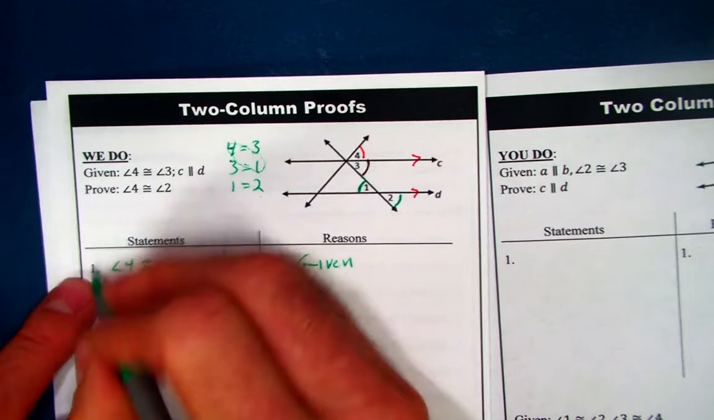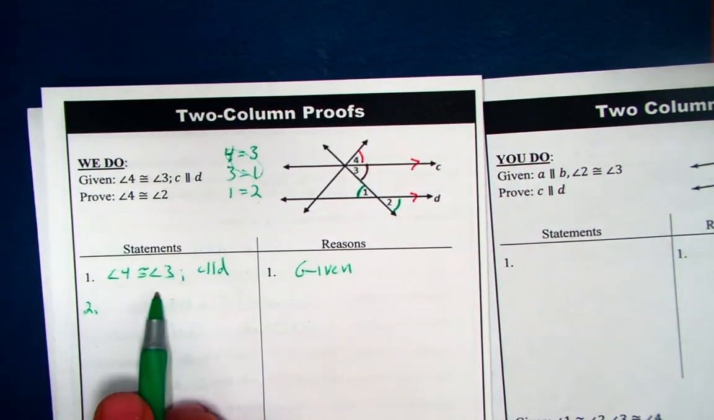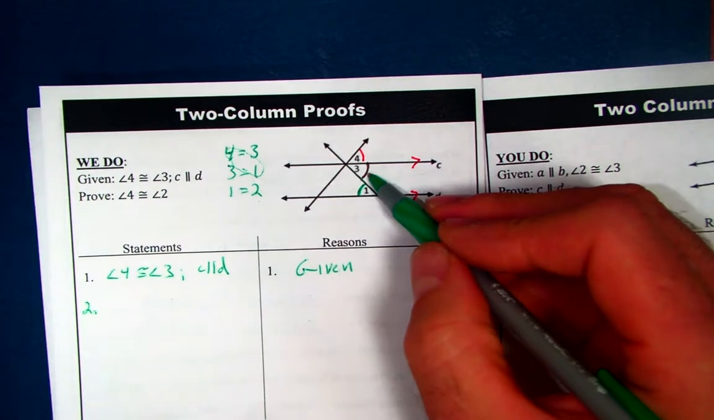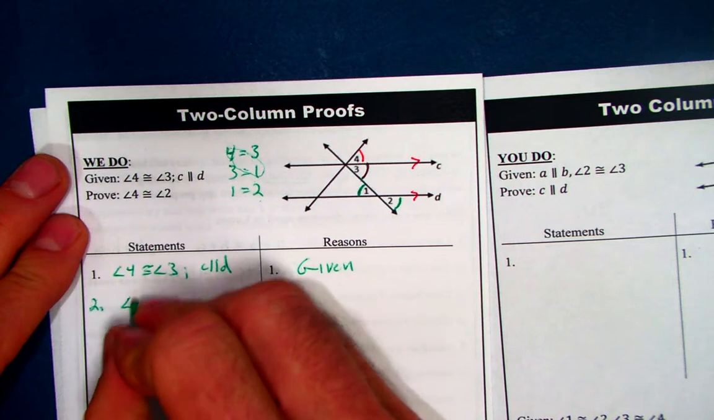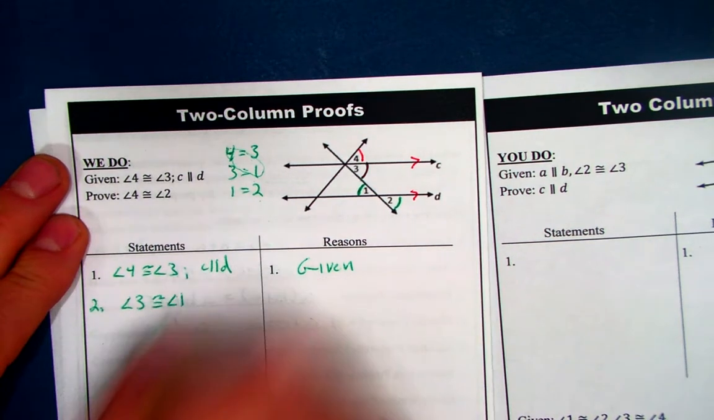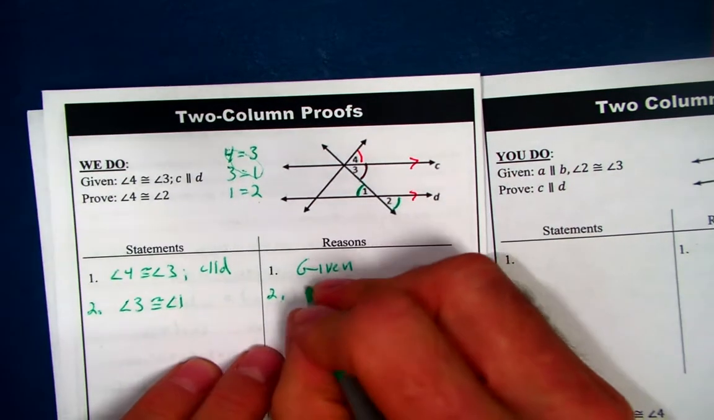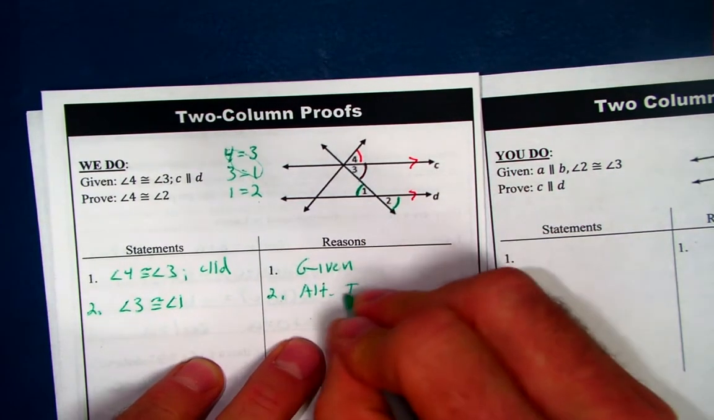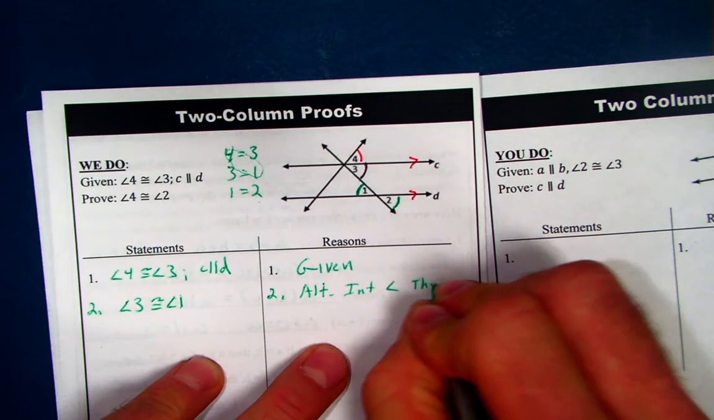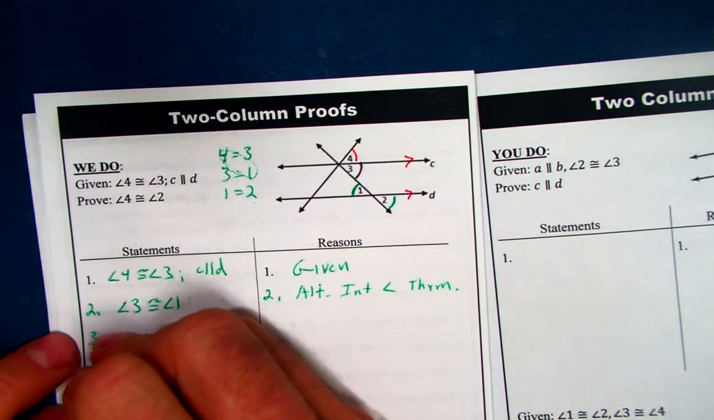We started with this. So our next statement was, well, if we know 4 and 3 are the same, we also know that 3 and 1 are the same. Okay, so here we're going to write it a little bit more formally, right? Angle 3 is congruent to angle 1. And now we give our reason for knowing that. And that's because of the alternate interior angle theorem. Okay, so it's okay to abbreviate, especially here, we don't have a lot of room. Okay, statement 3.